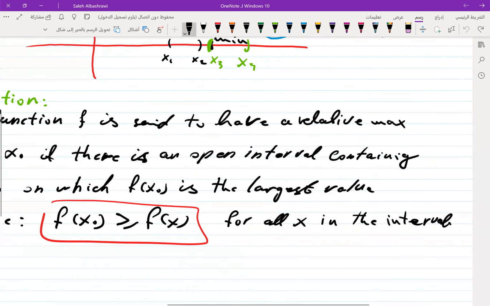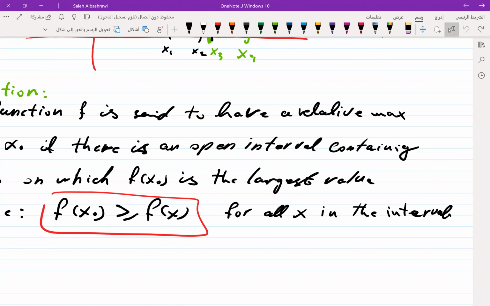Same thing for the minimum. So it is said to have a relative maximum if this condition is satisfied for any open interval containing x sub 0. If we just reverse the sign of the inequality, if it is less than or equal, then we will have a relative minimum.